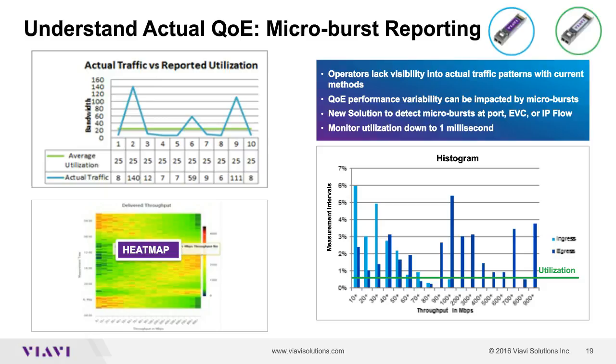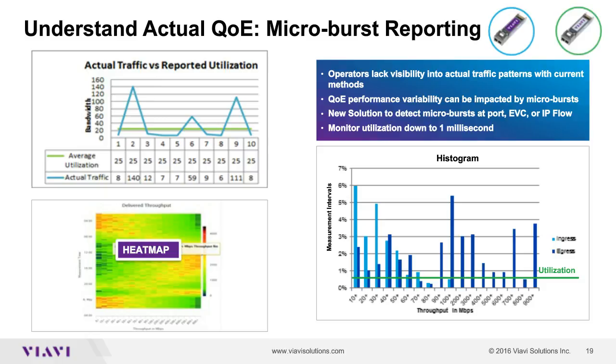So what we've done is put the ability in our smart SFPs to actually monitor throughput down to a 1 millisecond level. You can know how many milliseconds you're at a gig or how many milliseconds you're at 10 meg. It gives another set of data and information to the operator to understand the behavior of the traffic and the experience the customer's having on that service or on that part of the network. And also a heat map, right? The ability to see over a 24-hour period for that service.